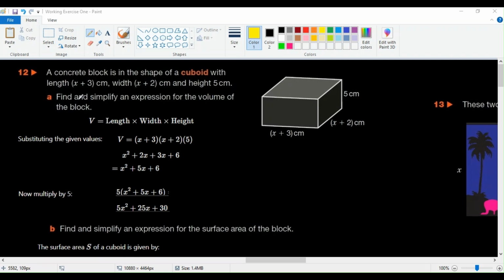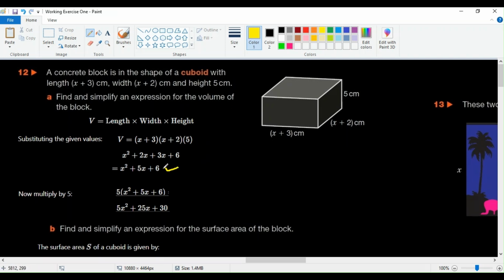So volume we know very well, it's length, width, and height. So length is x plus 3, width is x plus 2, and the height is 5. So first of all, we expand these two brackets. Expand means multiplication. Once we multiply these two, we are going to get x squared plus 5x plus 6. So this is the expression when we expand these two. So this is the final answer for x plus 3 and x plus 2.